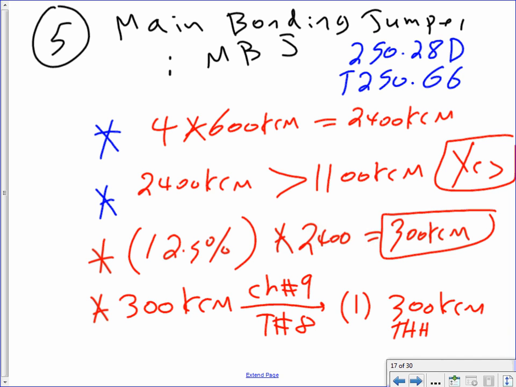THHN or THHW or bare. This conductor can be anything you want it to be. Let's say THHN because it's inside the enclosure. But really it could also be a bare conductor. I can't emphasize enough, it can also be bare, right? Because that's bonding the ground to the neutral.